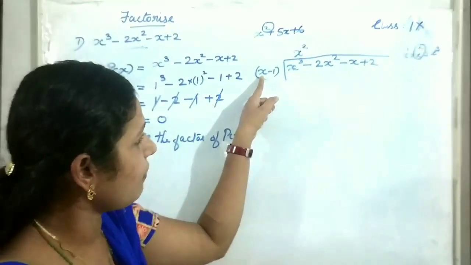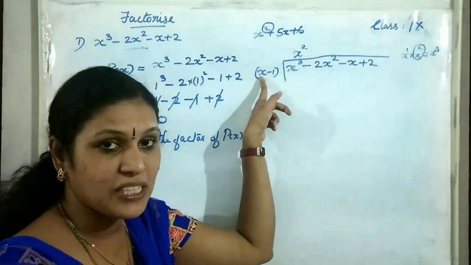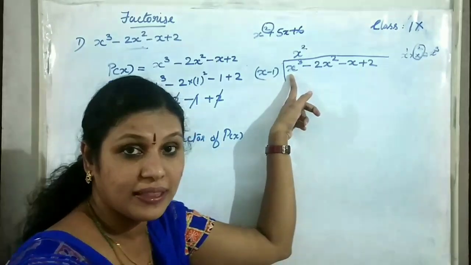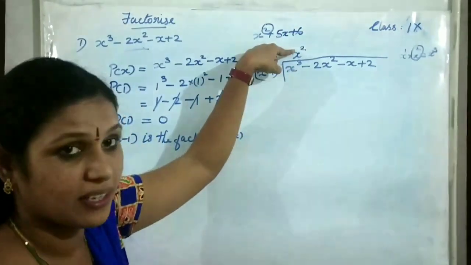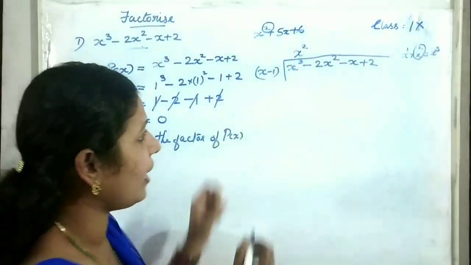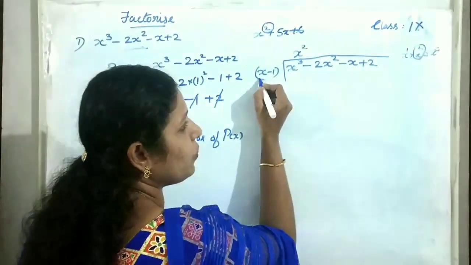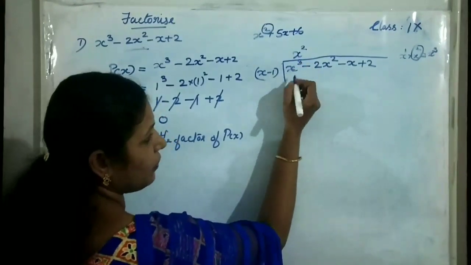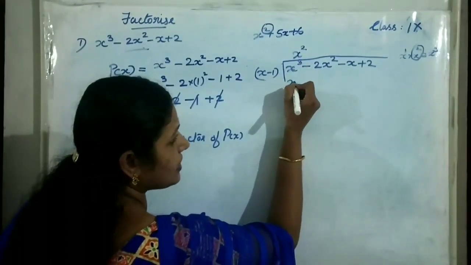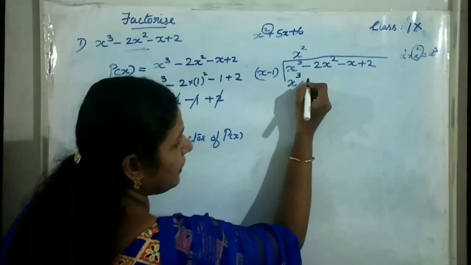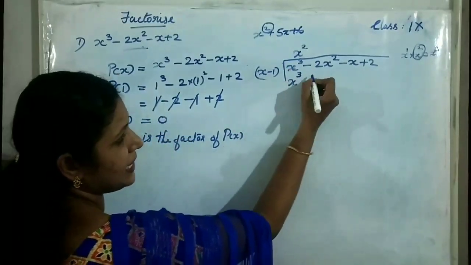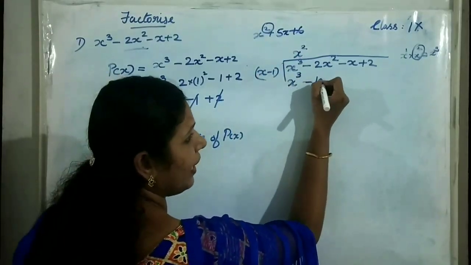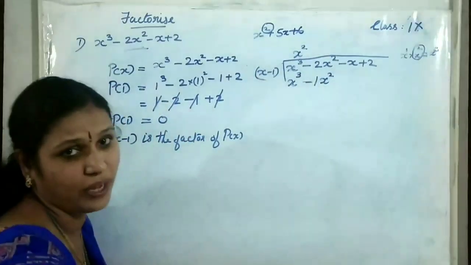In which variable do we multiply to this x to get x cube? That variable is right here, x square. That is x square into x. X square into x is x cube. Then plus into minus is minus. Then x square into 1 is 1 x square, or x square.